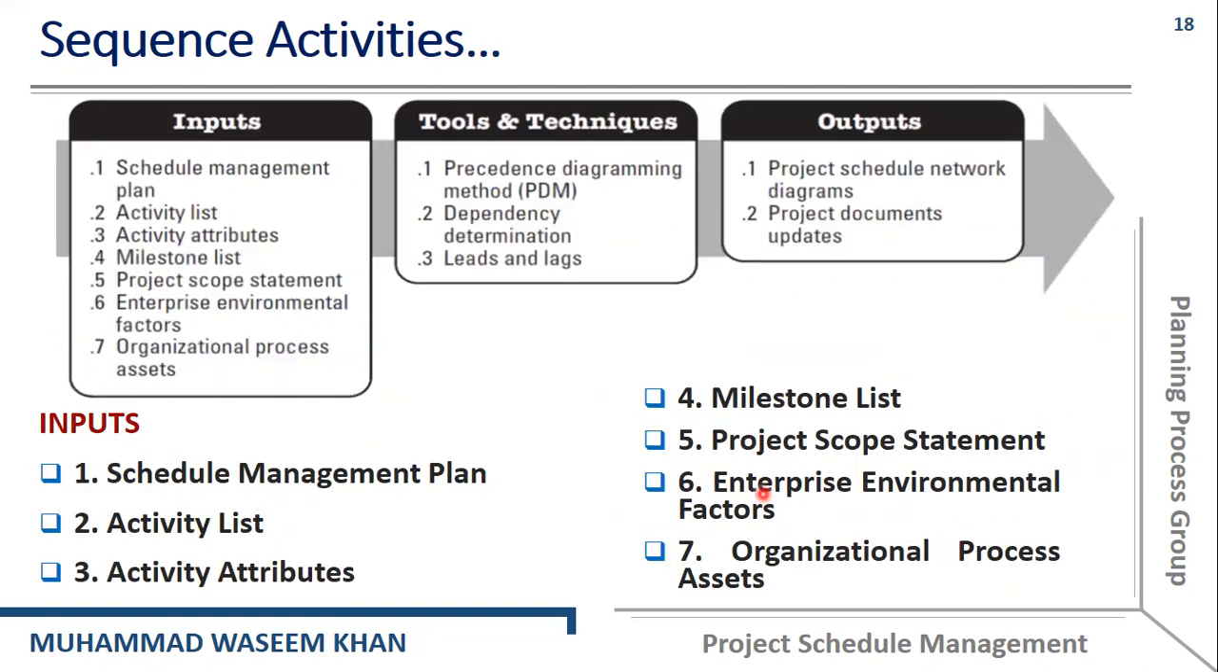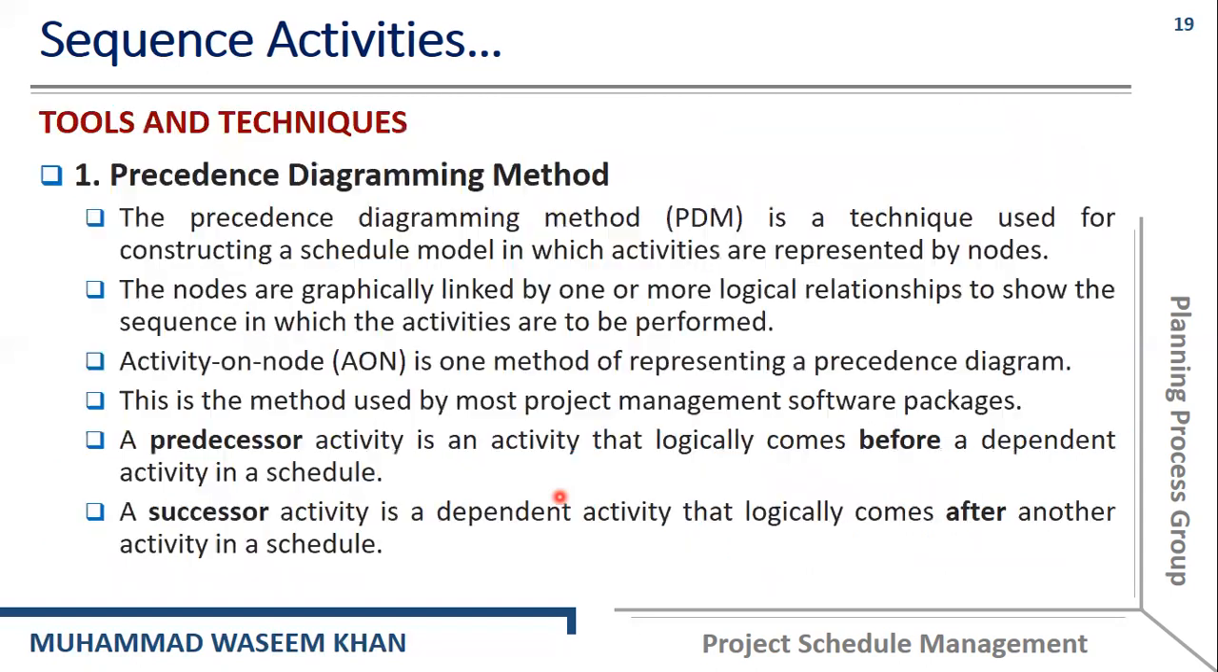So there are some inputs, tools and techniques, and outputs in this particular process. The inputs include a schedule management plan, activity list, activity attributes, a milestone list, a project scope statement, enterprise environmental factors, and organizational process assets. As you know, we have discussed almost all of these inputs in the previous lectures several times, so we are not going to discuss these inputs here. We need to start directly from tools and techniques.